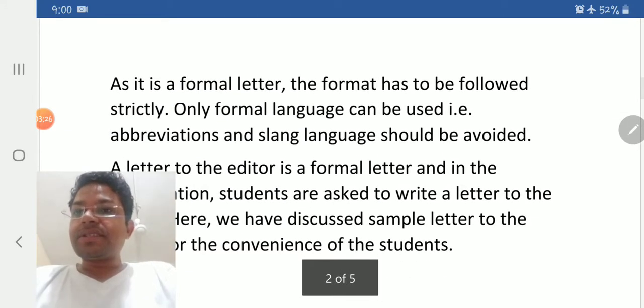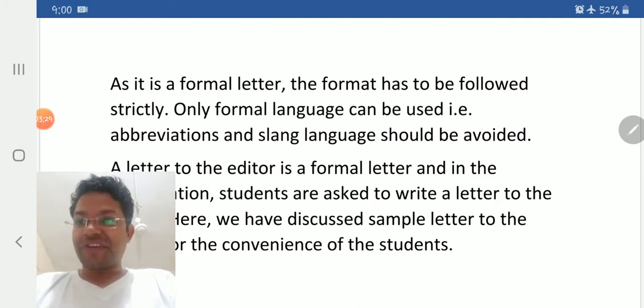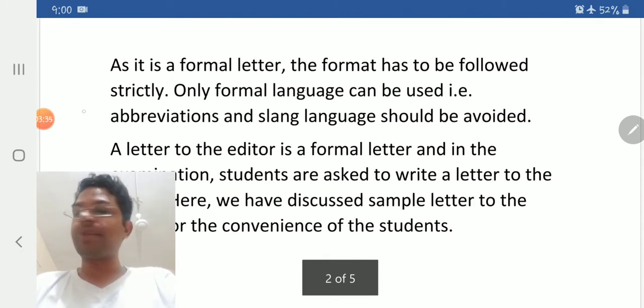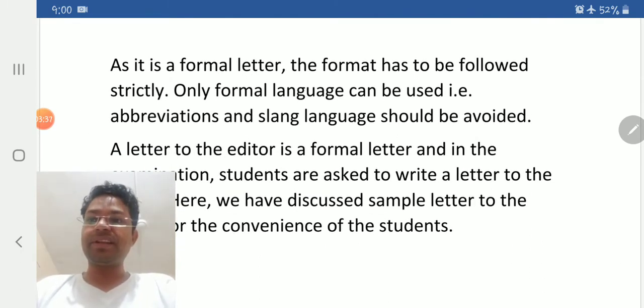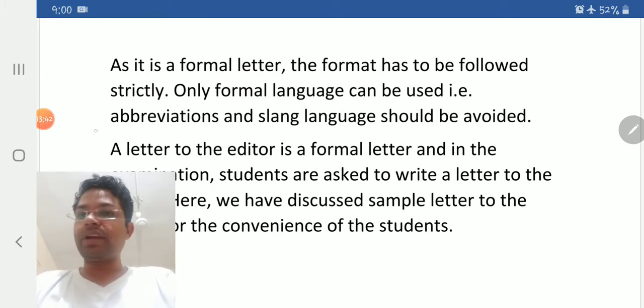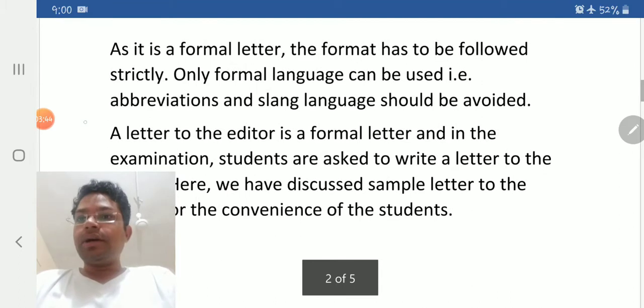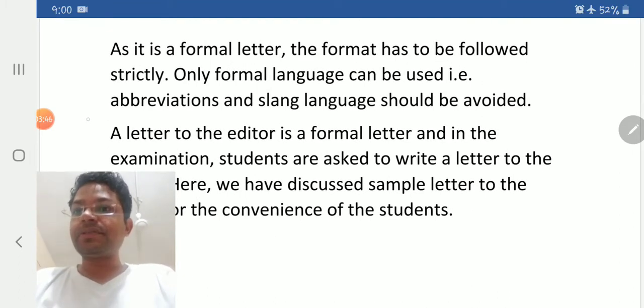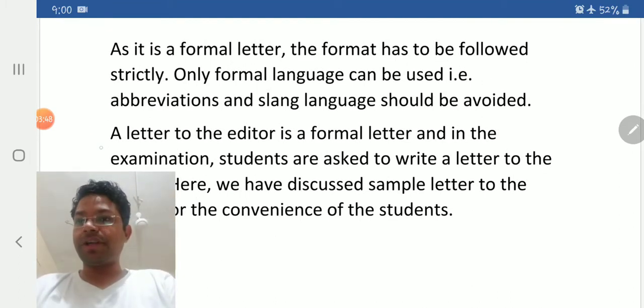As it is a formal letter, the format has to be followed strictly. It has a particular format and the format should be followed very strictly. Only formal language can be used. You cannot use informal language, for example, hello, hi, hey. You cannot use that. Abbreviations or slang language should be avoided.